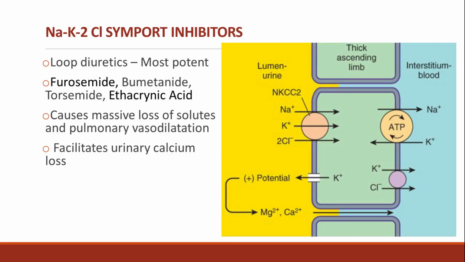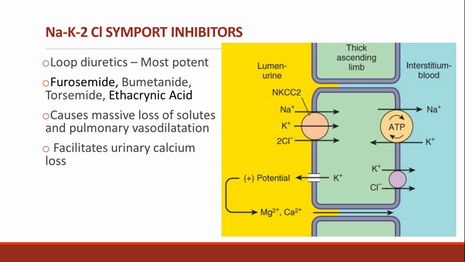Loop diuretics are the most potent class of diuretics and act in the thick ascending limb of the loop of Henle. This segment normally reabsorbs about 25% of filtered sodium. Loop diuretics inhibit the sodium-potassium-2-chloride symporter located in the luminal membrane. This disrupts the countercurrent multiplication system and reduces medullary hypertonicity, thereby impairing water reabsorption.